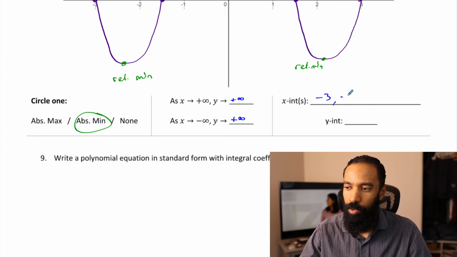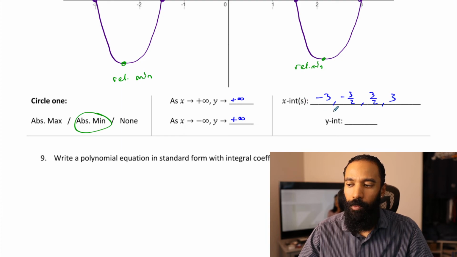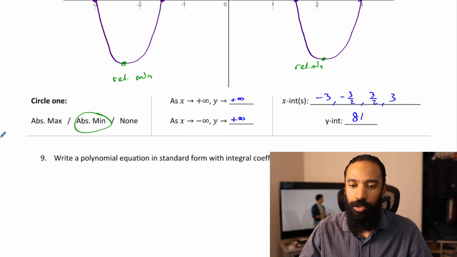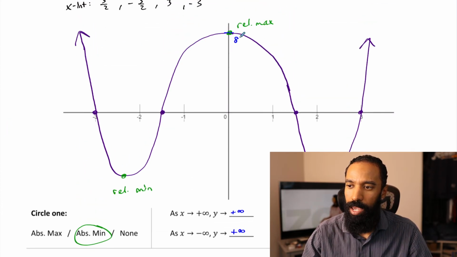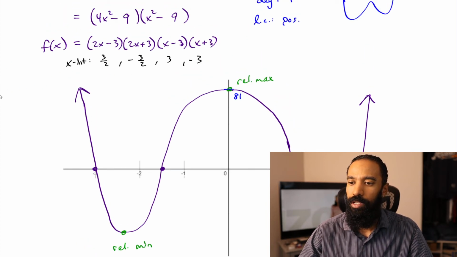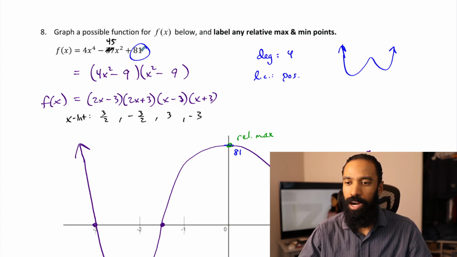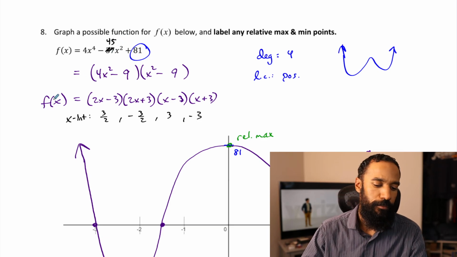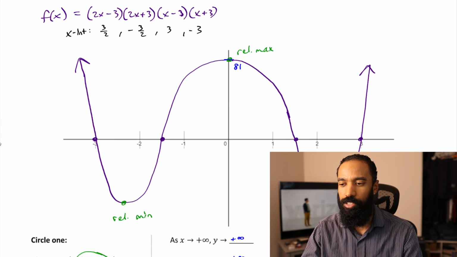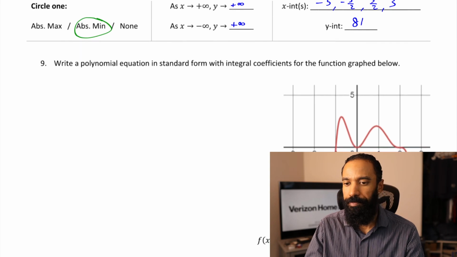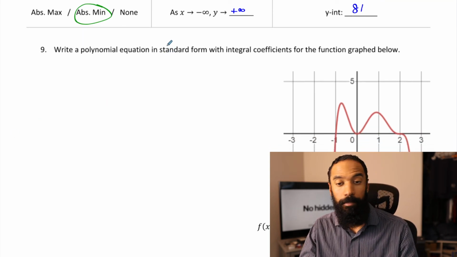Our x-intercepts were negative 3, negative 3 halves, positive 3 halves, and 3. And the y-intercept looks like it was 81. So this one right here, where it crossed, boom, 81. That was the y-intercept right there when x equals 0. So sorry again about the 45, but 45 times 0 is still 0 plus 81. That's it for that problem. I'm just moving on forward.